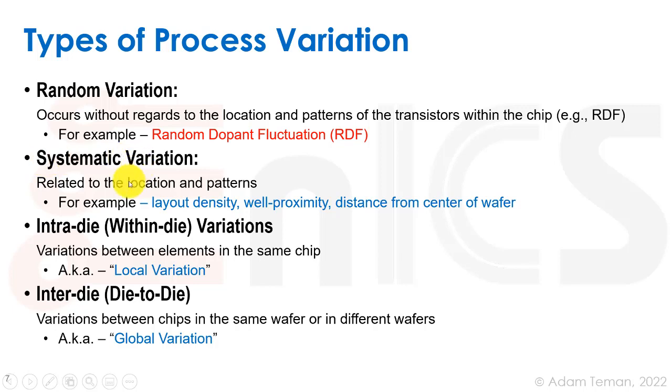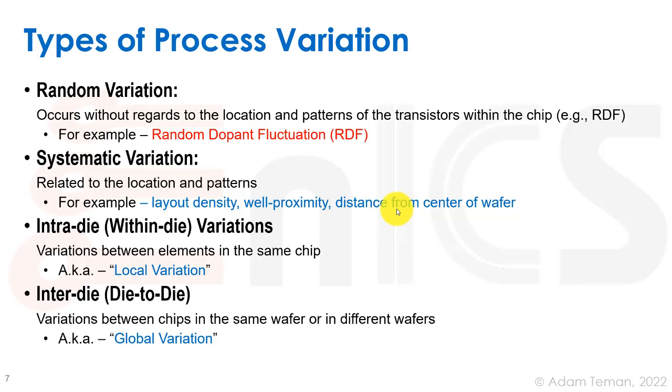Okay, systematic variation usually is due to some sort of location and patterns. For example, the density of the metals in a certain area will cause differences in how our CMP works and can cause all kinds of dishing and other problems. Or the distance from the well will cause different types of implants, because ions will knock off the blockage layers and so forth. The distance to the center of the wafer, so where our chip is relative to the radius of the wafer, these types of things will maybe cause some sort of systematic variation, which we can pre-measure.